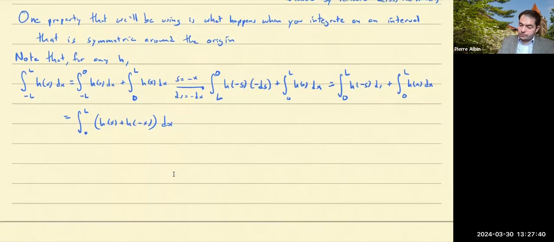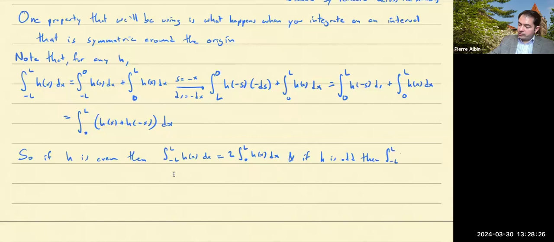Okay, so I'll put this down here. If h is even, then the integral from minus L to L of h of x dx is, well, h of minus x is equal to h of x if h is even. So this would just be 2 times the integral from 0 to L of h of x dx. And if h is odd, then the integral from minus L to L of h of x dx, well, in that case, h of minus x is minus h of x. So that just cancels and you get 0.